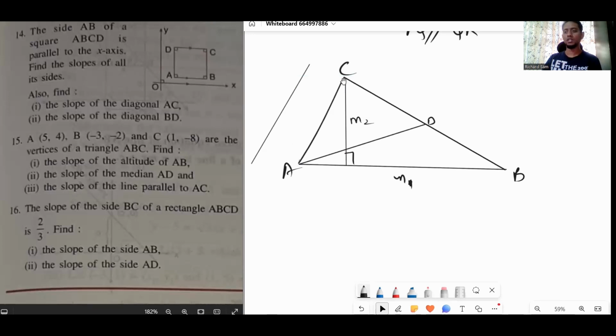How do you find the slope of AC? With the 2-point formula. What's the 2-point formula to find slope? This is the 2-point formula to find slope. So find the slope of AC, and that same slope will be the slope of this line also, because they're parallel to each other. Is that clear? Draw this for the 15th question and complete it at home.